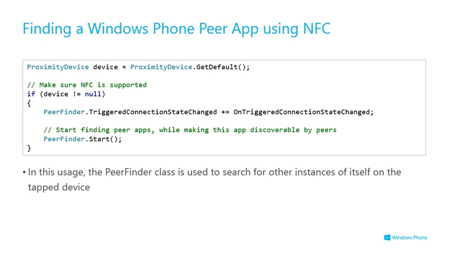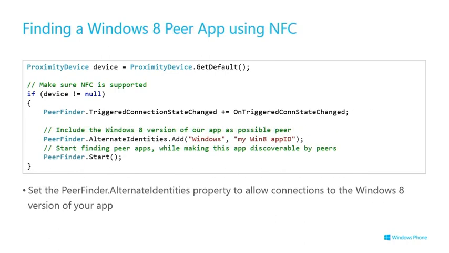So that's small strings. We're using tap to connect and set up a higher bandwidth connection, a stream socket between the two. The way we do that is we call PeerFinder.Start, but we need to hook this TriggeredConnectionStateChanged event. This is for NFC tap to connect. This is how you would do it, and it will work between Windows Phone and Windows Phone. It will also work between Windows Phone and Windows 8.